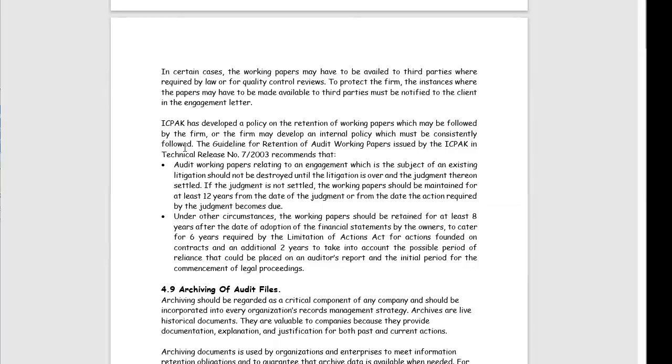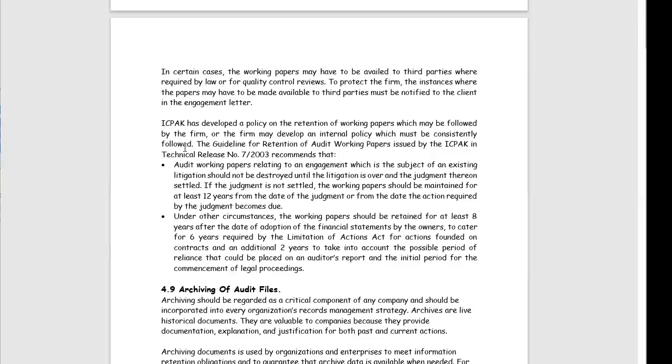The guideline for retention of audit working papers issued by ISPAC in Technical Release Number 7, 2003 recommends that audit working papers relating to an engagement that is the subject of an existing litigation should not be destroyed until the litigation is over and the judgment thereon settled. If the judgment is not settled, the working paper should be maintained for at least 12 years from the date of the judgment or from the date the action required by the judgment becomes due.